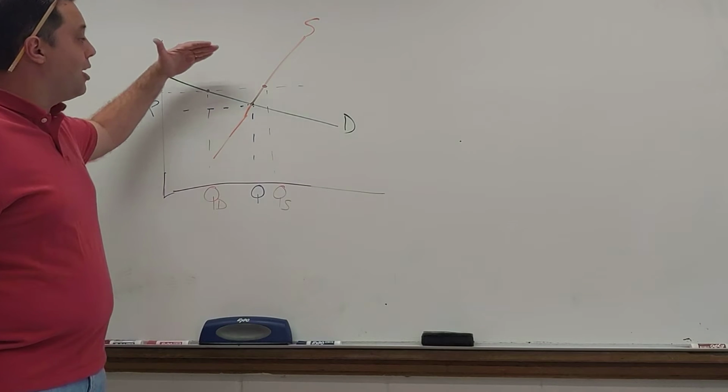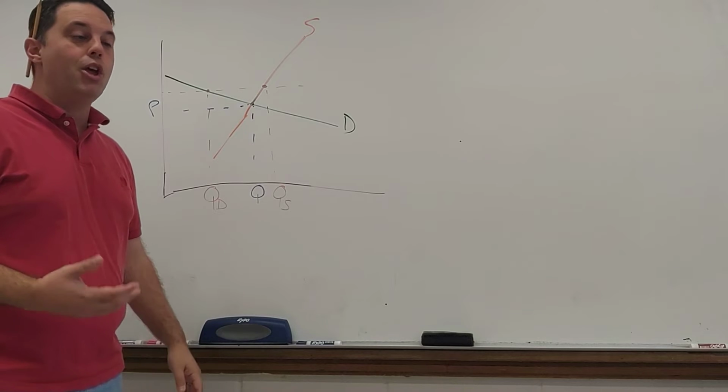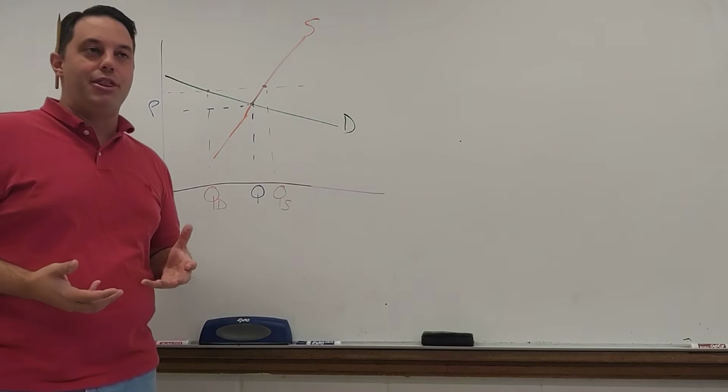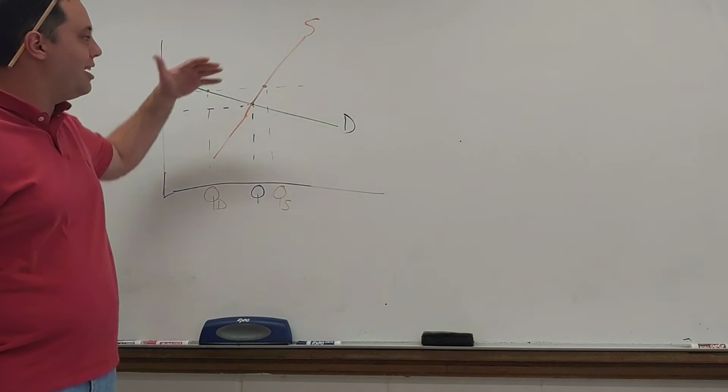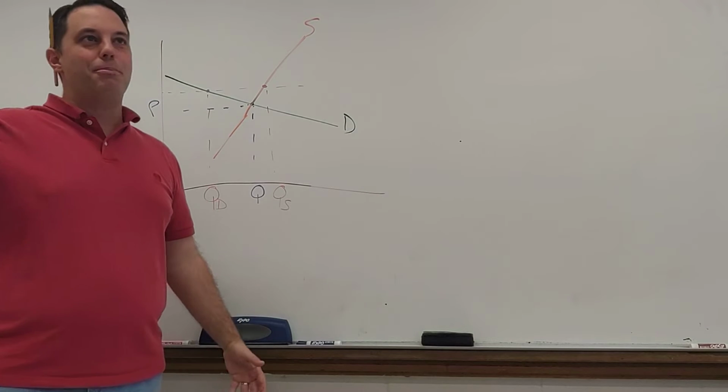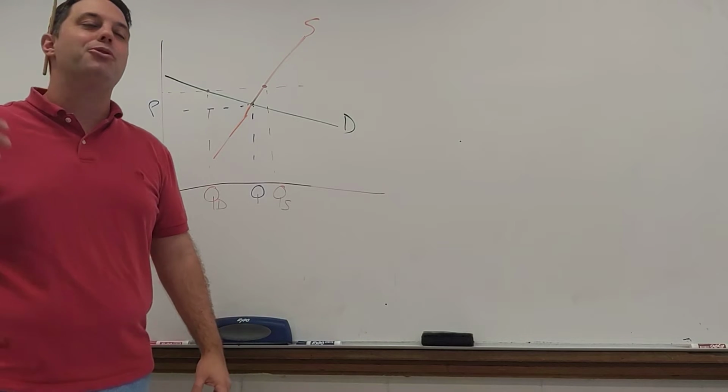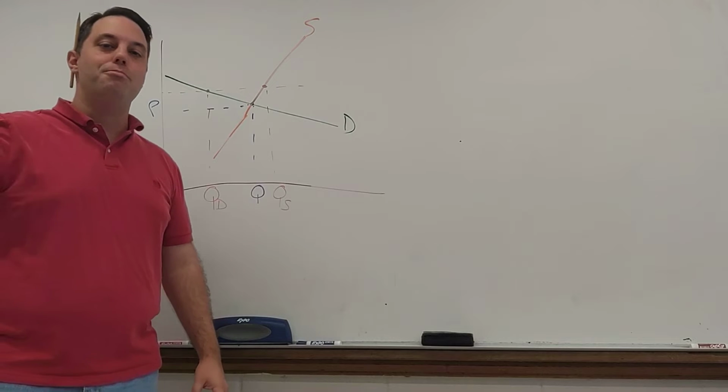So anytime our price is above equilibrium, we've got a surplus, and that makes sense if I think about it, because what that's telling us is, hey, the price is too high. If the price is too high, not enough people are buying something, there's stuff left over. There's too much of it.